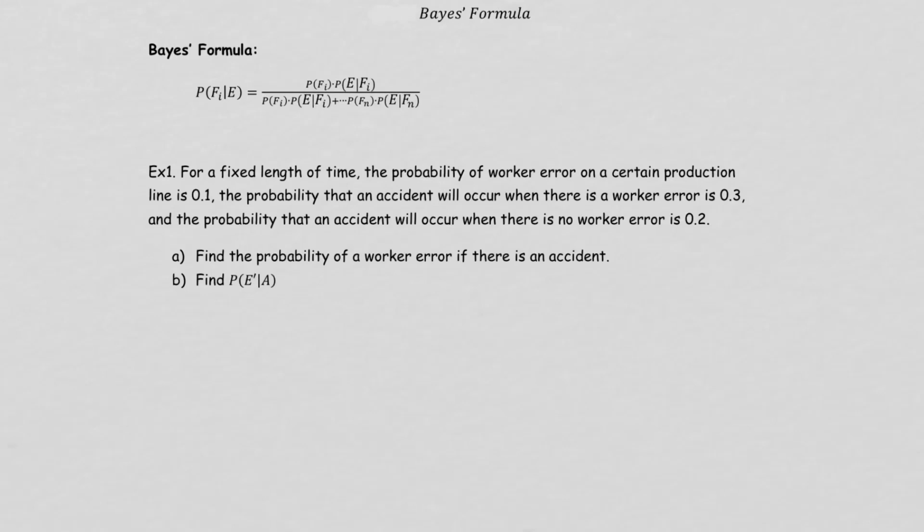In this lesson, we're going to look at some examples where we will be able to use Bayes formulas, Bayes' theorem. Example 1: for a fixed length of time, the probability of worker error on a certain production line is 0.1, and the probability that an accident will occur when there is a worker's error is 0.3, and the probability that an accident will occur when there is no worker's error is 0.2. They want you to find the probability of worker's error if there is an accident.